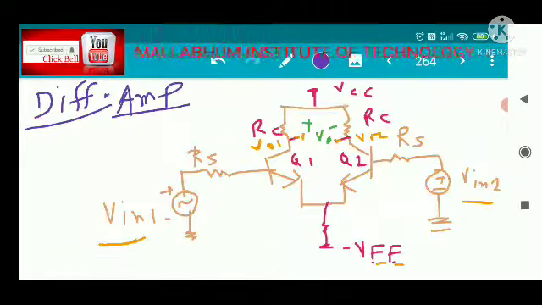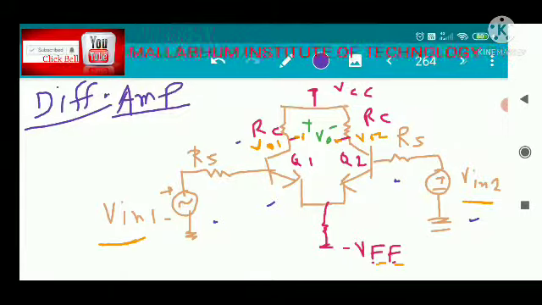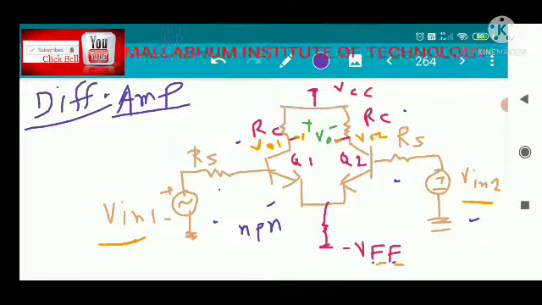Okay, now from that diagram you can see that there is one transistor here, there is another transistor here, and there is one input here, another input here, V in 1, V in 2, and there is one output from the collector terminal, and another output from the collector terminal. In the meantime there is a series resistance RS, and this is an NPN transistor. You can see the arrow is in that direction, so this is an NPN transistor, and this is also an NPN transistor. So this is all about the circuit diagram we have used.